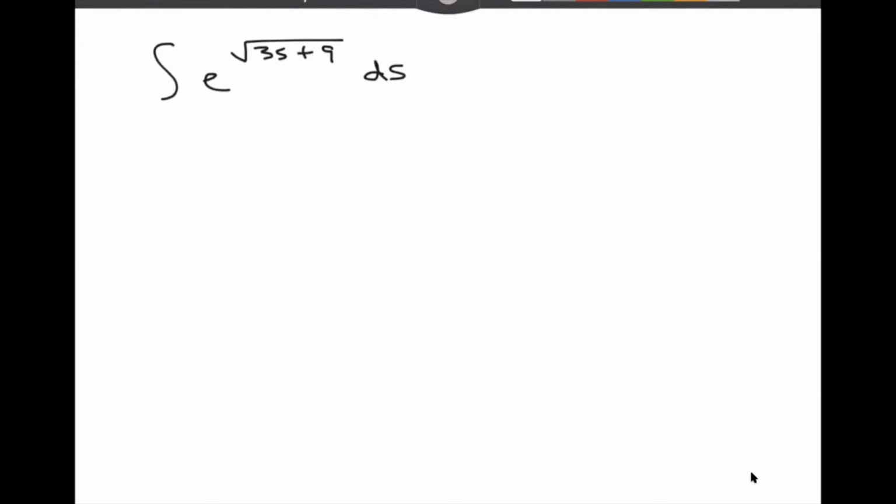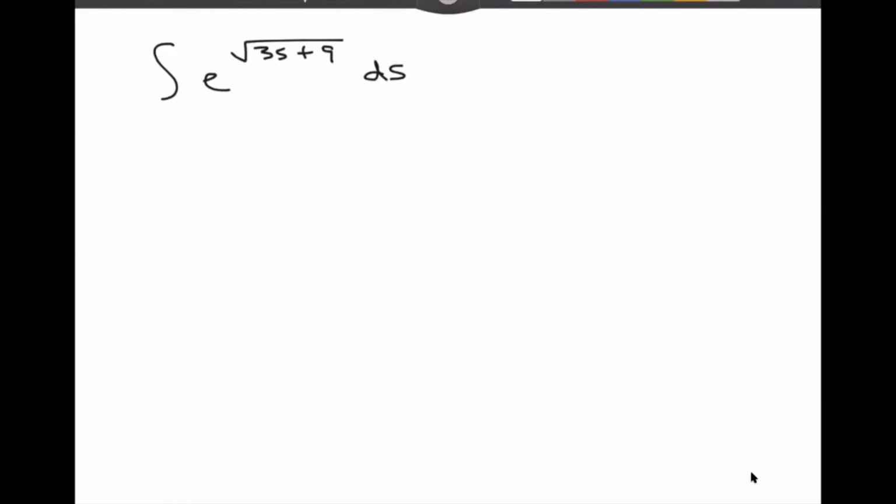All right, so it's the integral of e to the power square root of 3s plus 9. If you think about doing this some other way, I don't really know how you would do it. I don't know any way other than the one I'm about to show you to do even e to the square root of x. It's not a substitution. It's not, to me, an obvious integration by parts. So check this out.